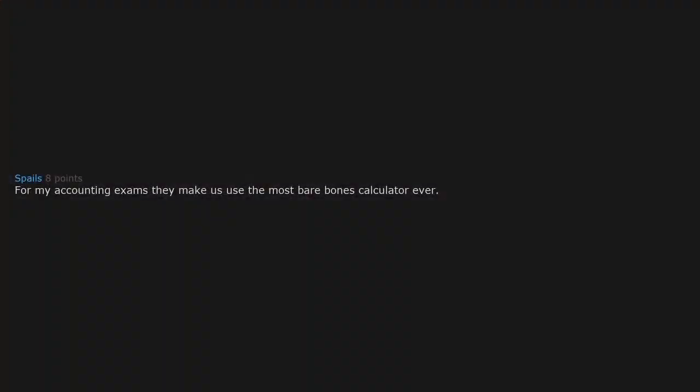For my accounting exams they make us use the most bare bones calculator ever. It can do the 4 basic operations and that's it. It's all you really need.